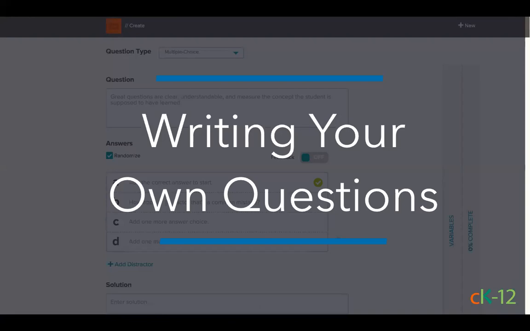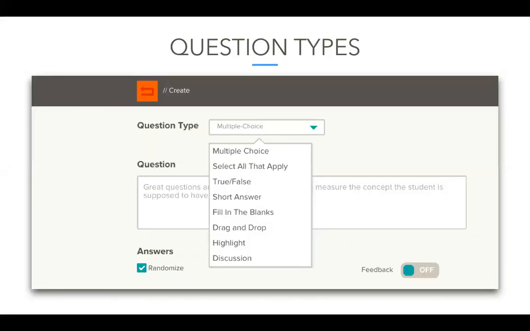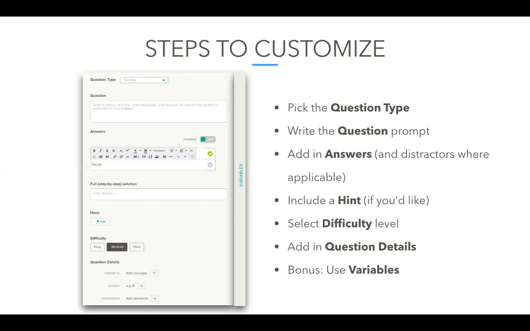So one other thing, I wanna show you the possibilities of writing your own questions. We're not gonna go too deep into a demo of exactly how this works, but if you're creating your own books on our site and you want the opportunity to create your own questions for students and create digital quizzes, you can do that on our platform. So quickly, these are the question types that we offer you: select all that apply, true, false, short answer, fill in the blank, drag, drop, highlight, and discussion questions.